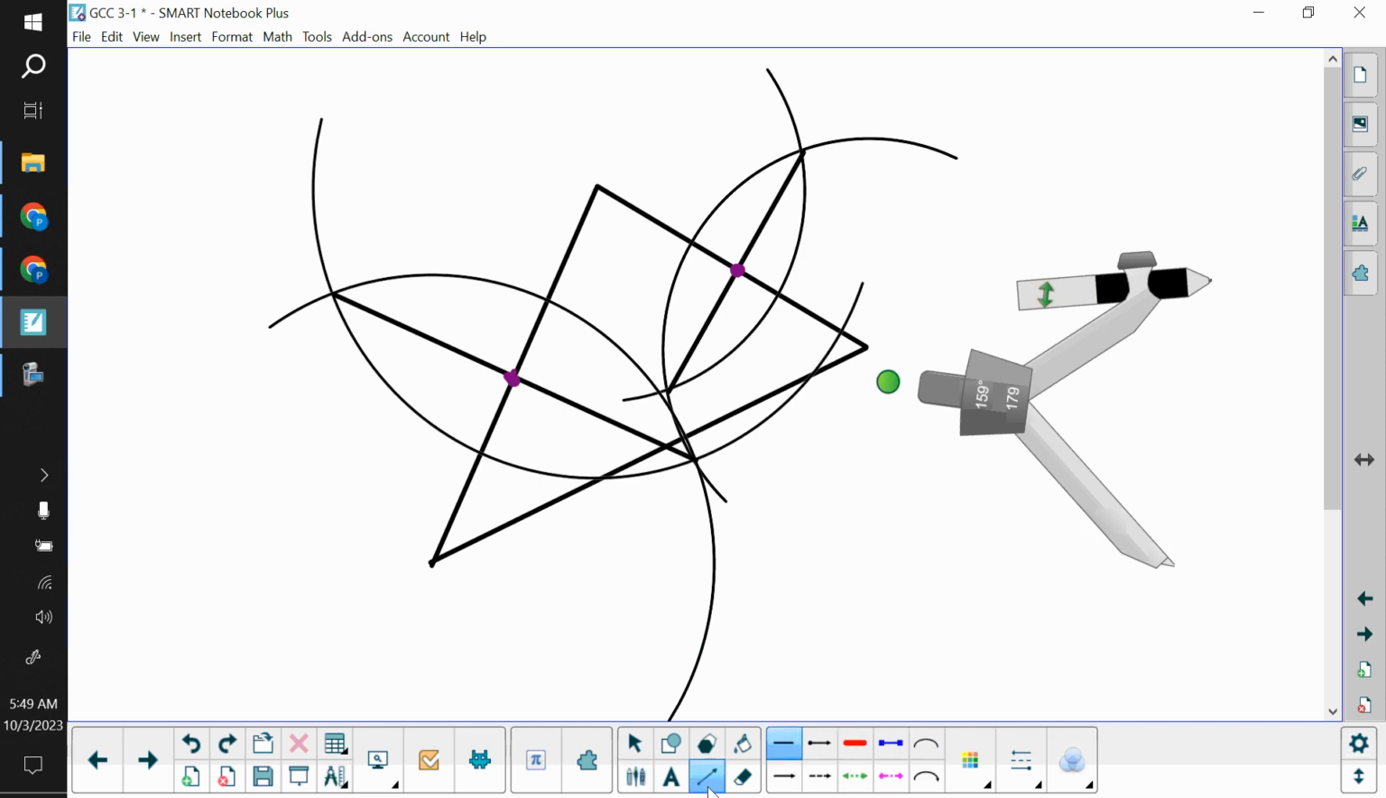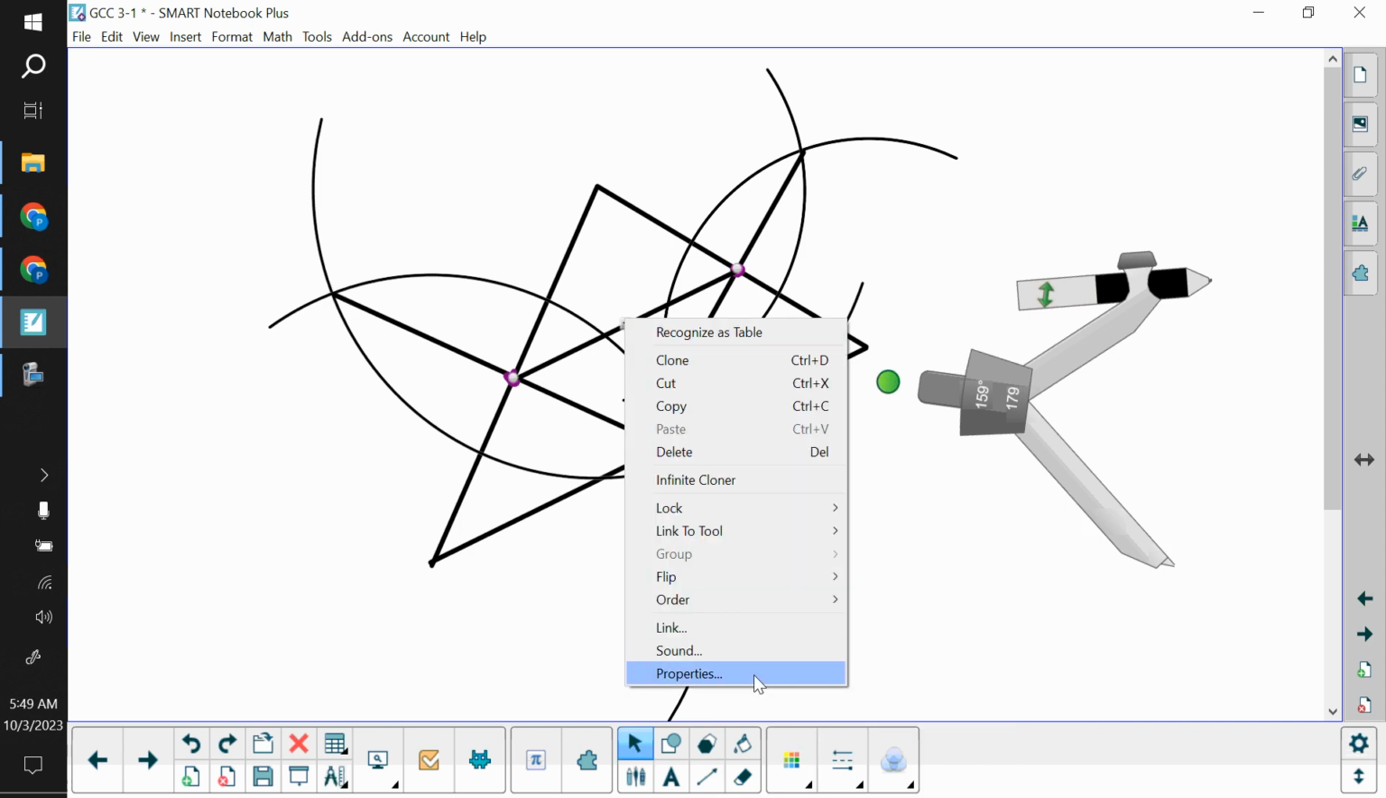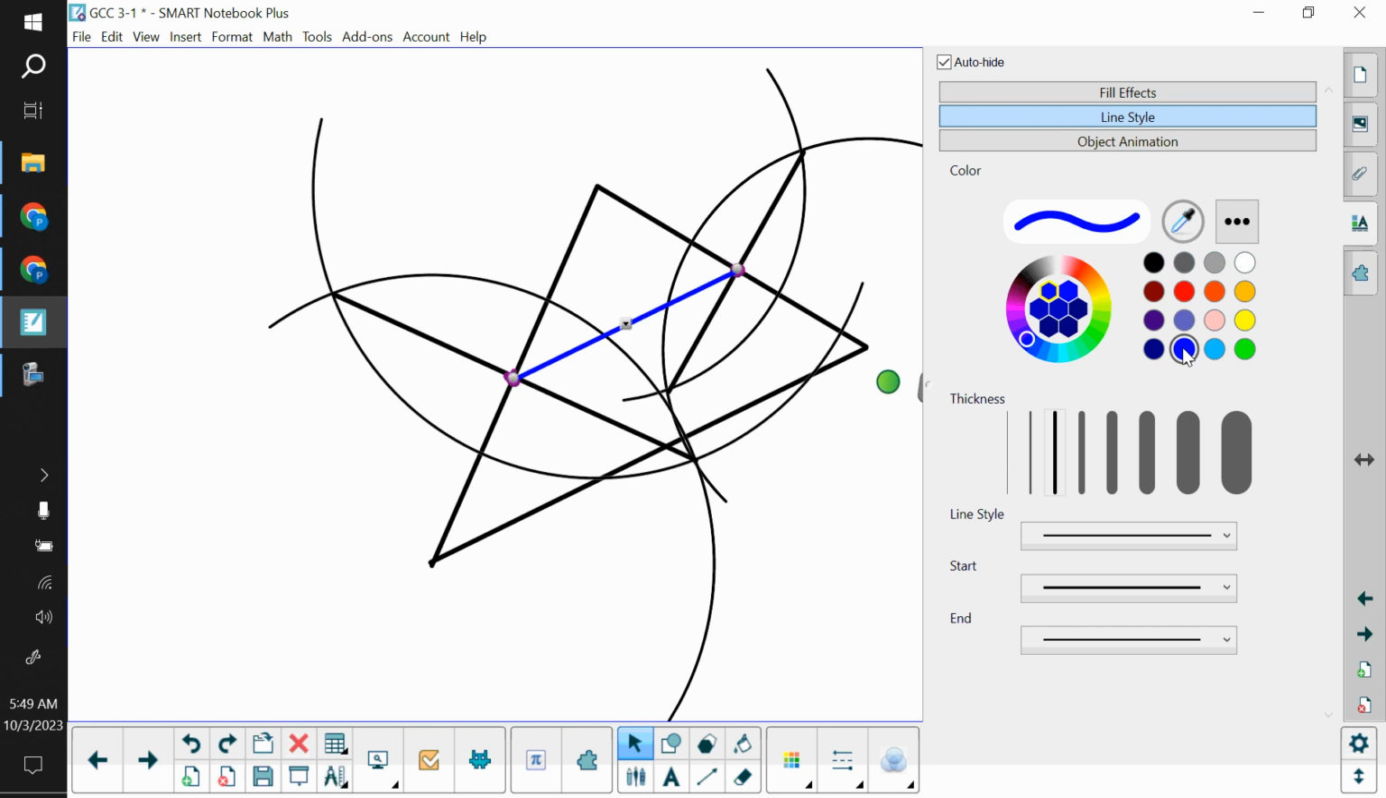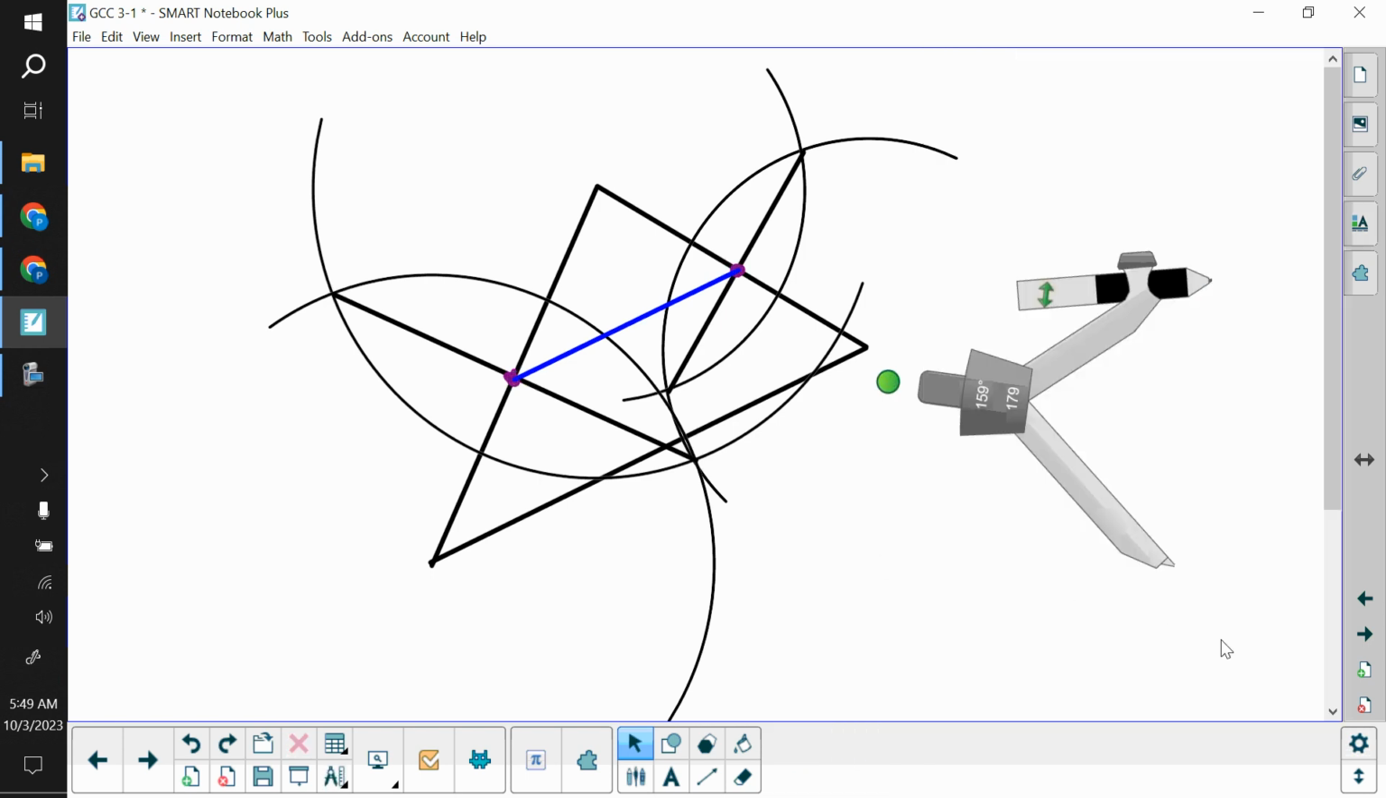So then the last step is we are going to connect those midpoints. So use your straight edge to do that. I'm going to switch mine to blue just so it's easier to see. So by connecting those two midpoints, we just constructed what's called a mid-segment in a triangle.